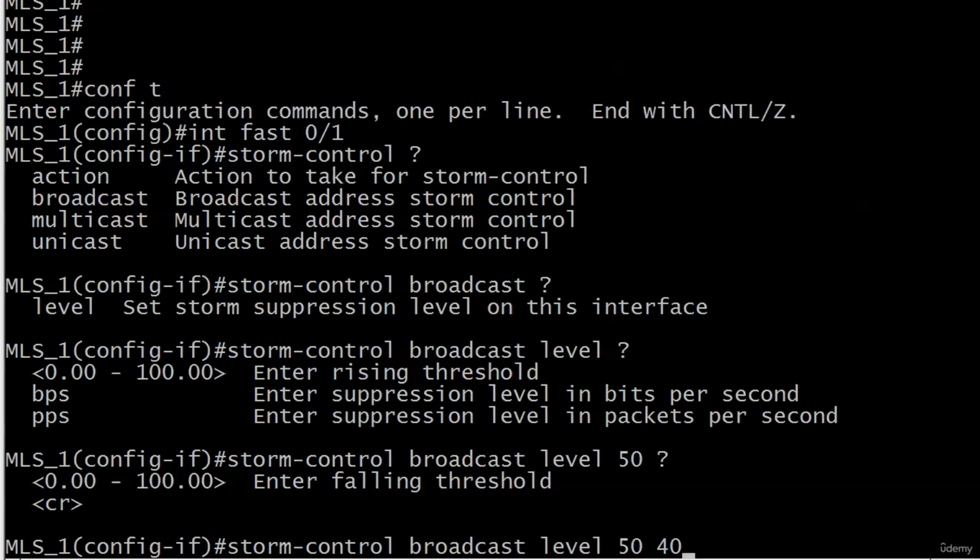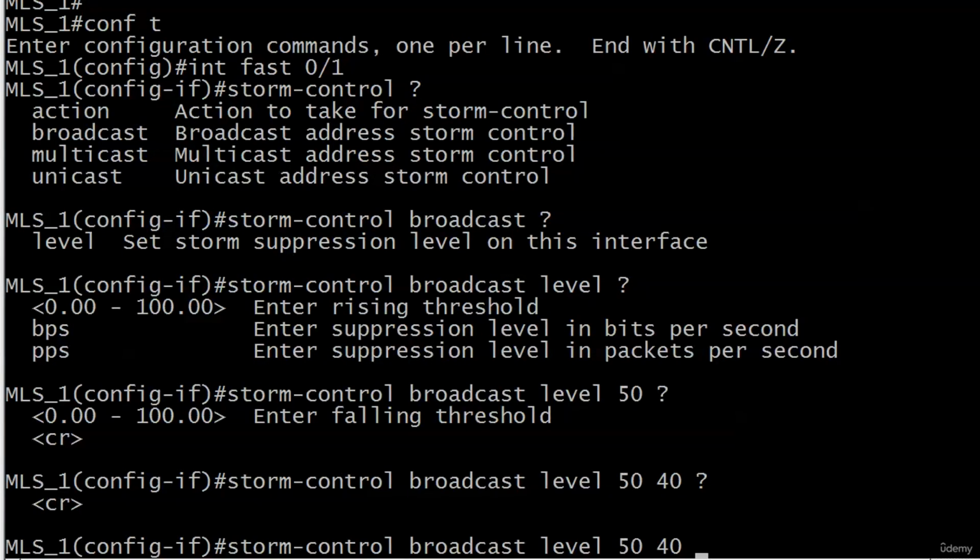But if I put two values in, like say 50-40, that means that the action's taken when over 50% of available bandwidth is sucked up by my broadcast, and action will no longer be taken when that same level drops below 40%. Very important difference there. Again, there's no right or wrong way to use it. It's not wrong to put one value. I've usually just used one myself in production networks, but if you want to use two, knock yourself out. The key is to know both of these options for your exam and know what's going on there.